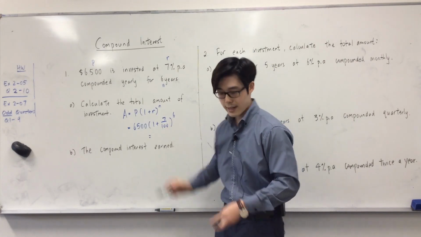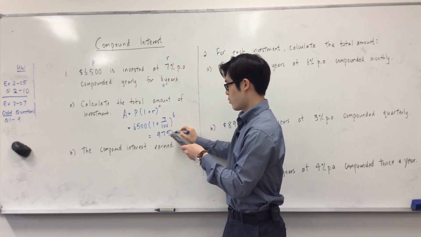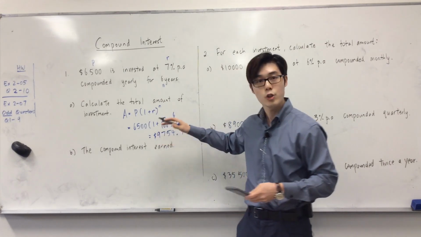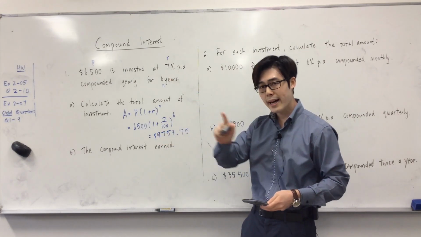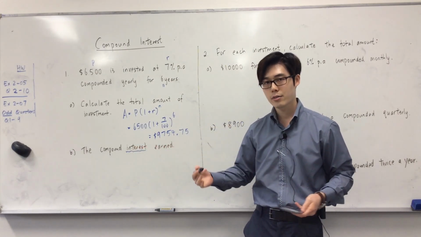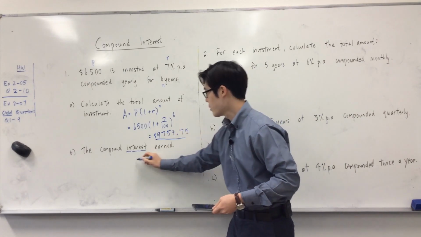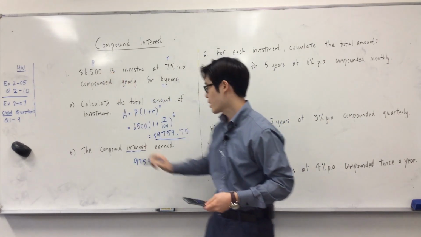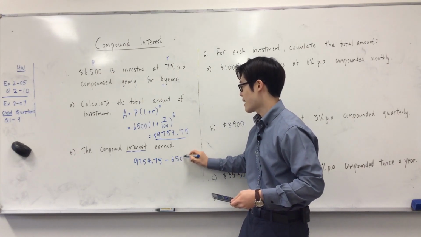If I put that in the calculator, $9,754.75. That's how much I have in total after 6 years. But if I just wanted to know how much interest I earned, what you need to do is get that amount and take it away from how much you put in, because basically what the question is asking is how much did you gain?